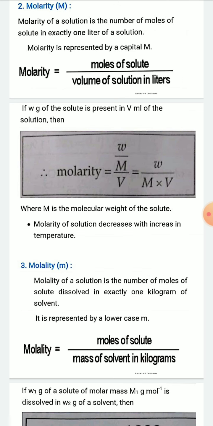I have told that molarity is equal to number of moles divided by volume. So W gram of solute is dissolved in V ml of solution. That means you have to convert the mass W into its number of moles. So you have to divide the mass W by its molecular weight M. So W by M is the number of moles. So molarity is equal to W by M divided by V, that means W by M into V.